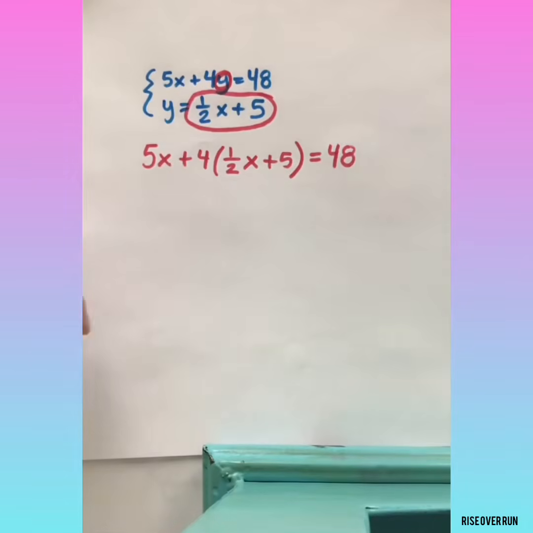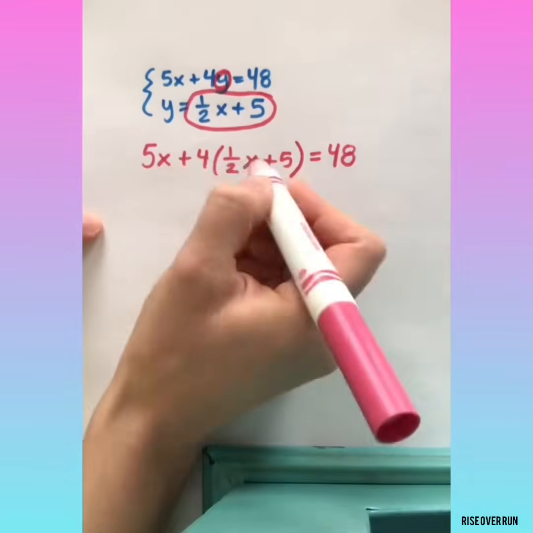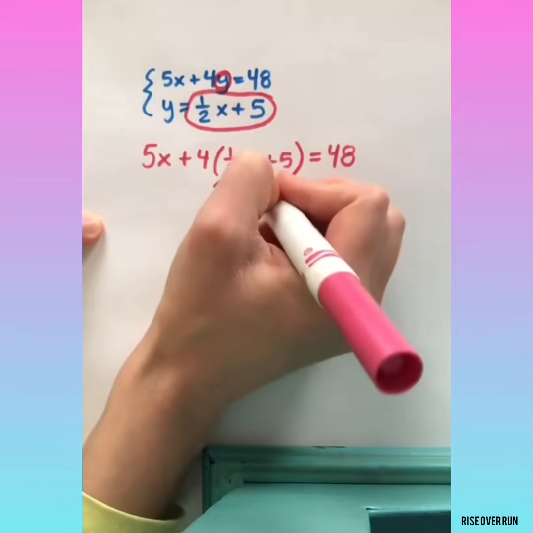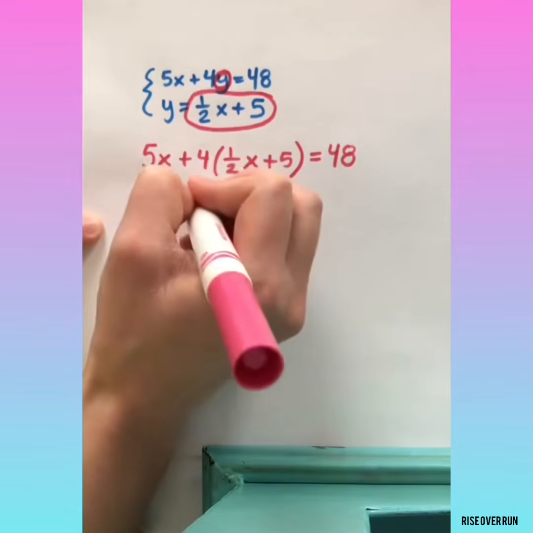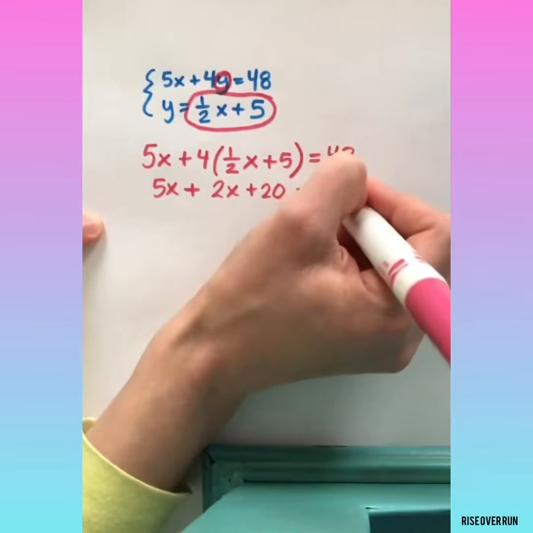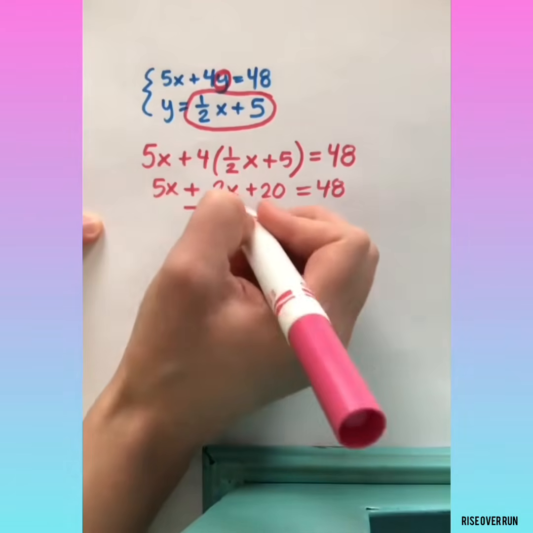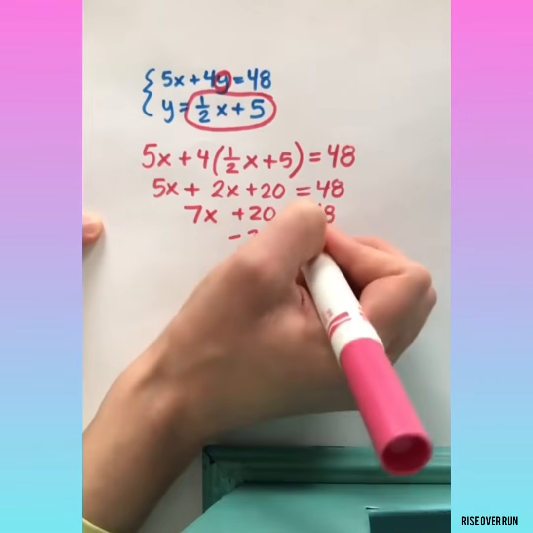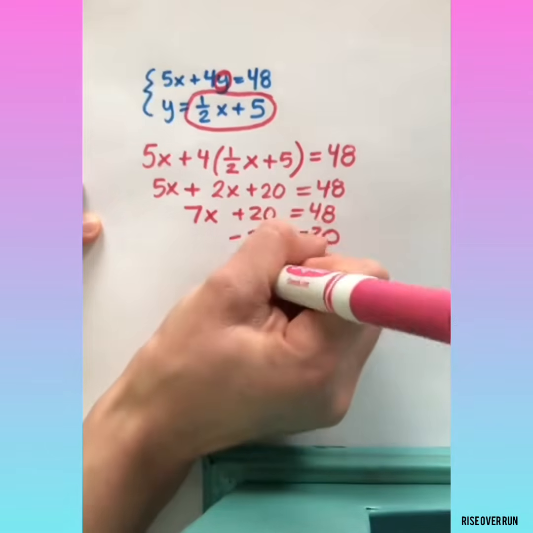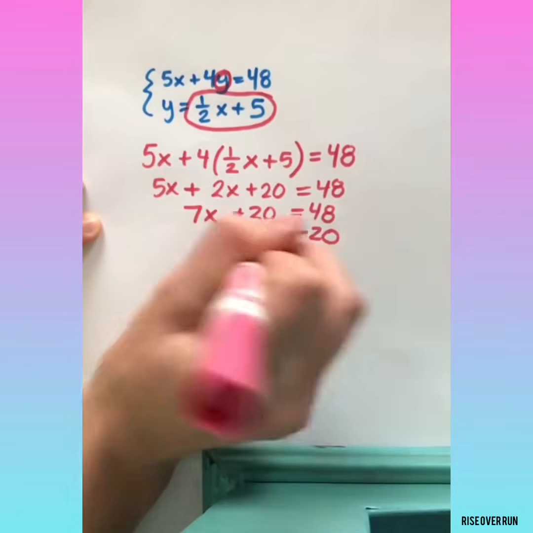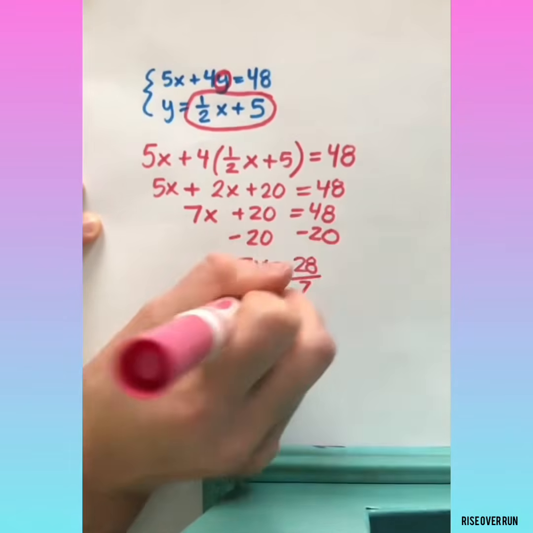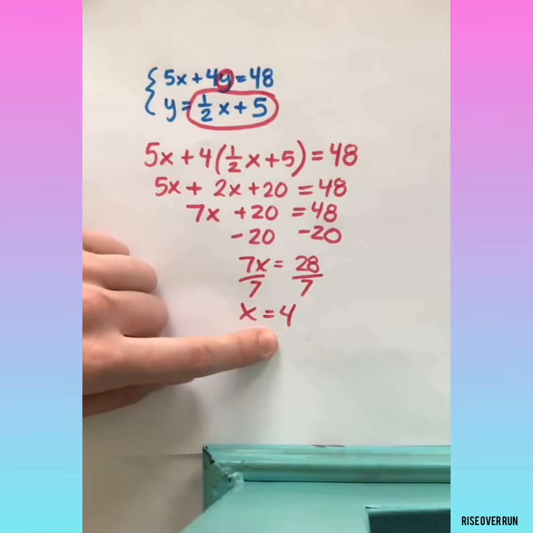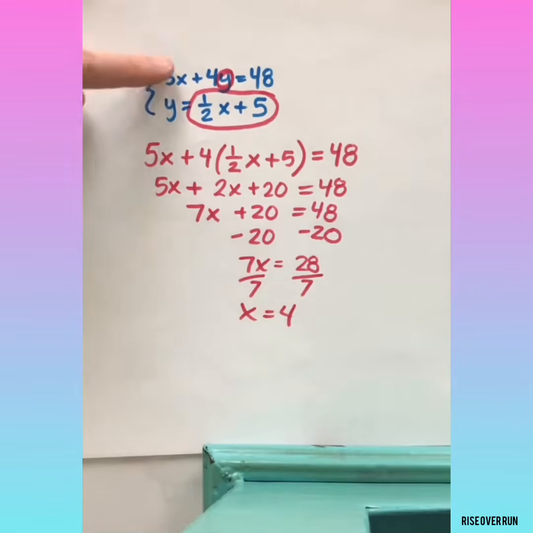Now we just start simplifying and solving. Start out by distributing. 4 times 1/2 x is 2x. 4 times 5 is 20. Now we'll combine like terms. Then we'll use inverses. So x is 4.